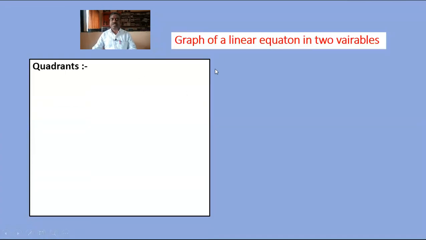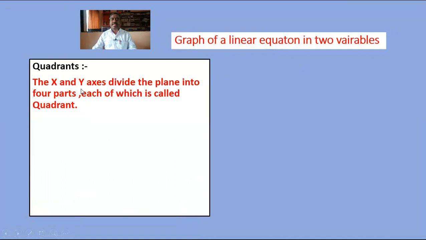Quadrants. The X and Y axes divide the plane into 4 parts. Each part is called a quadrant.